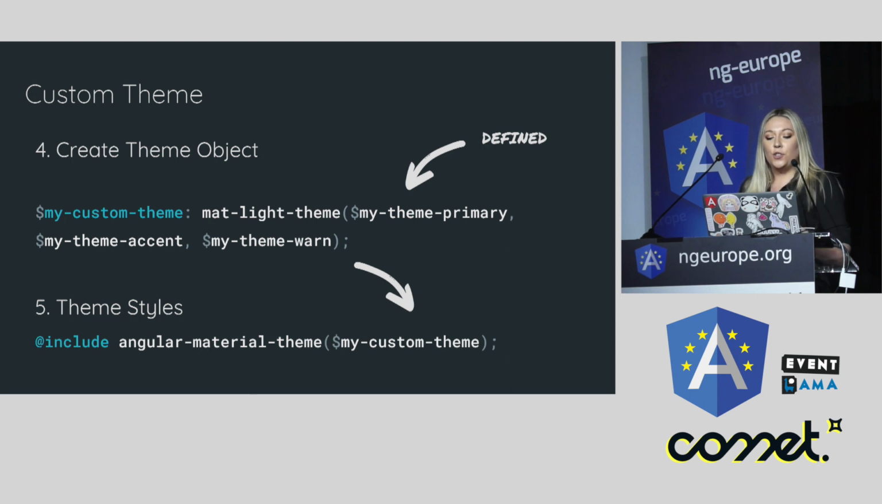And then in order to use and consume the actual theme, you just pass those colors into a mixin, again to your theme name variable that you're defining. And then you pass in that theme, which includes those colors into the Angular Material theme mixin.